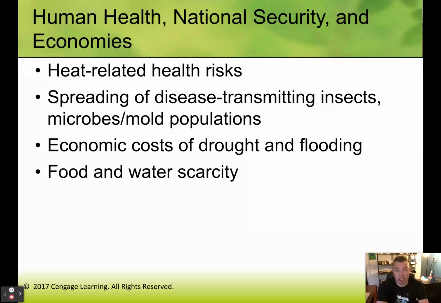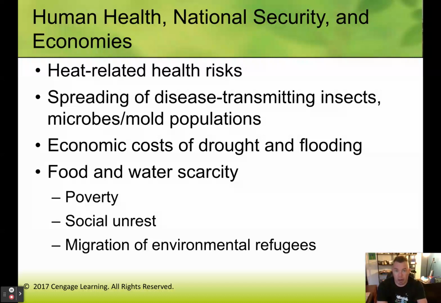All right. Food and water scarcity is going to start to become an issue. There's going to be lots of poverty and social unrest. Like we talk about, water is a national security issue. This is what we're talking about right here. Okay. Migration of environmental refugees, like those in the Maldives. Their country goes underwater, so they need to move somewhere. Okay. Political instability as well. Okay. Basically, they're going to start fighting for things.